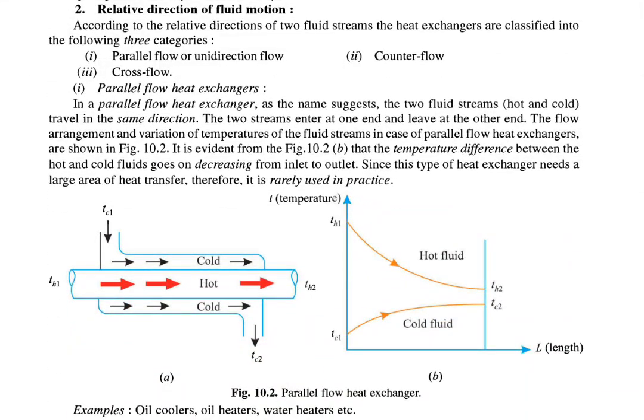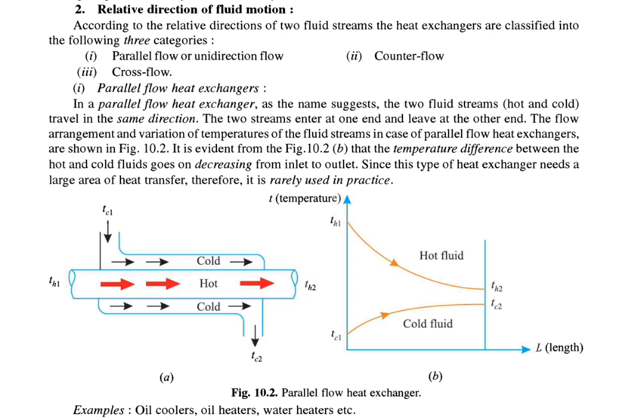The second classification is relative direction of fluid motion. Based on the relative direction of fluid motion, there are three types of heat exchanger: parallel flow, counter flow, and cross flow. The first one is the parallel flow heat exchanger. In a parallel flow heat exchanger, we know, like the name, it is parallel. The hot and cold fluid flow parallel to each other.